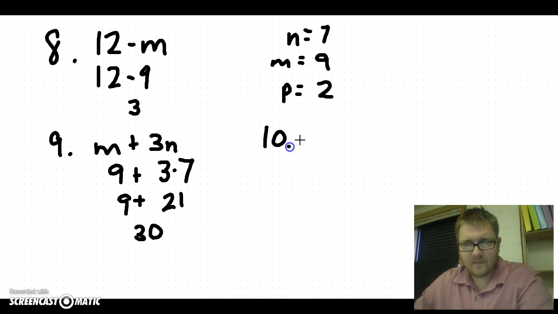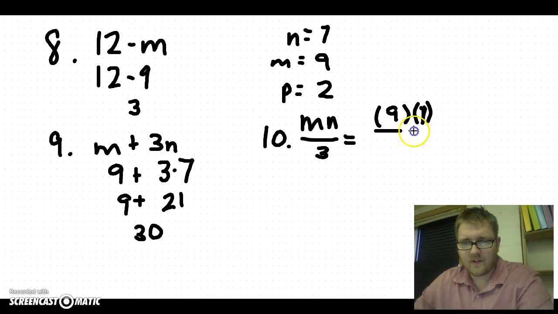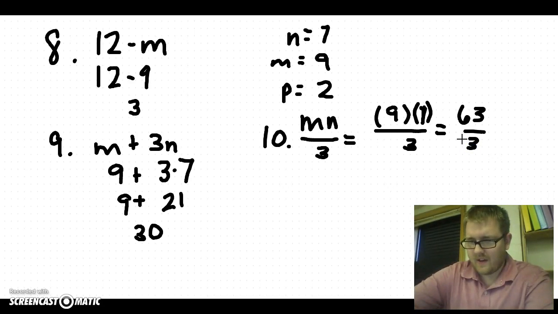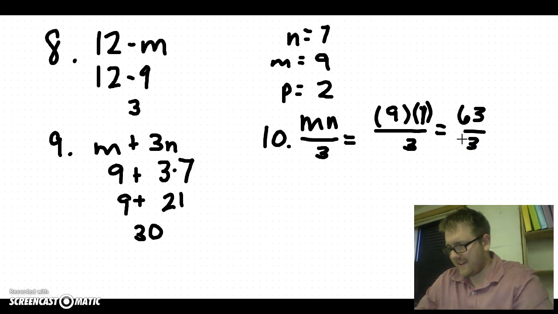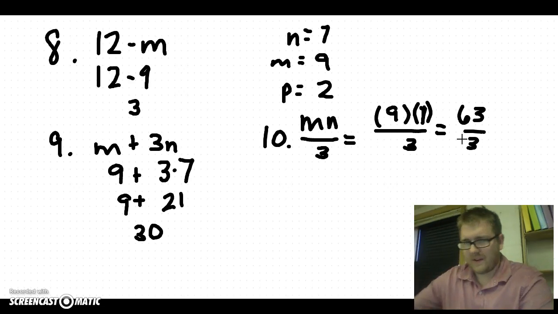For number 10, we have mn over 3. So we've got 9 times 7 over 3. We get 63 thirds. 63 divided by 3, just double check that, is going to be 21. I should have been able to do that one in my head.